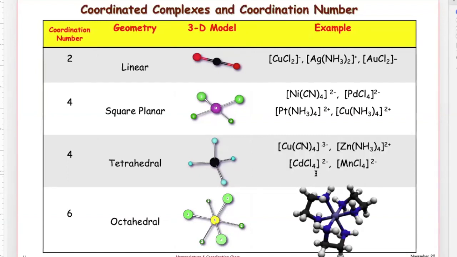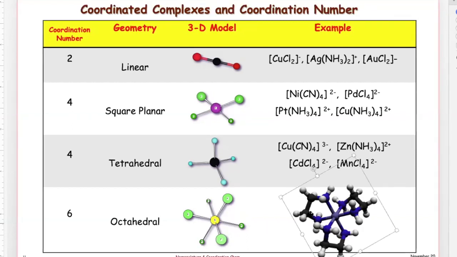How do you know whether a compound is square planar or tetrahedral? It has to do with the number of electrons in the d orbitals. That's why you need to know that. Remember when I said, okay, what's a copper +2? How many electrons in the d orbital? You should be able to figure that out. We'll talk more about this in future slides. This is an octahedral geometry.